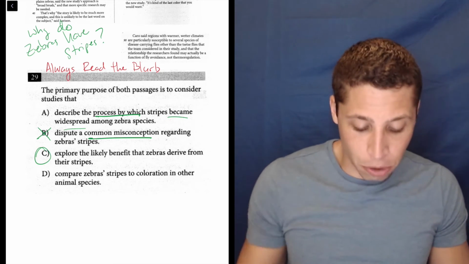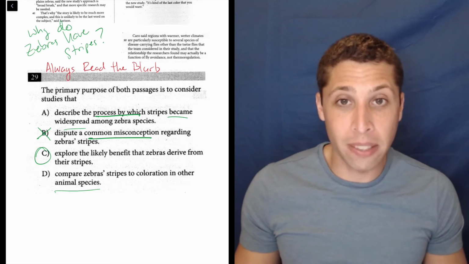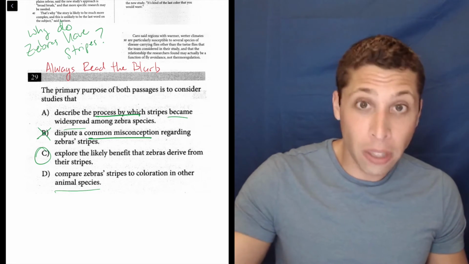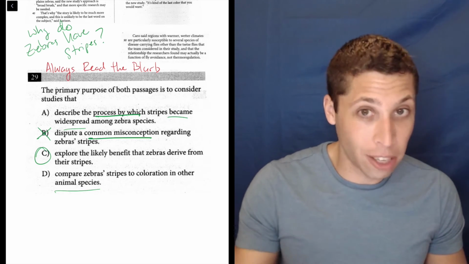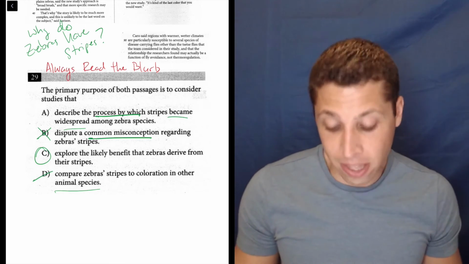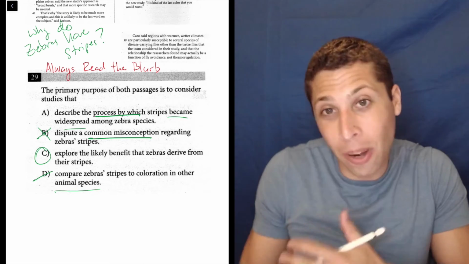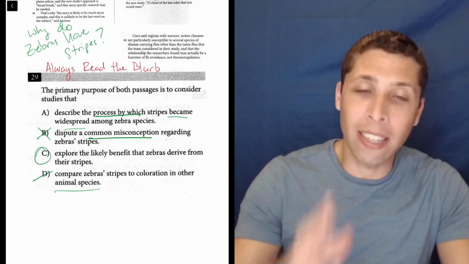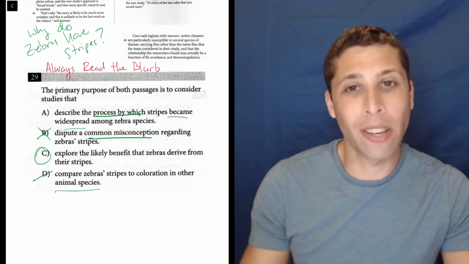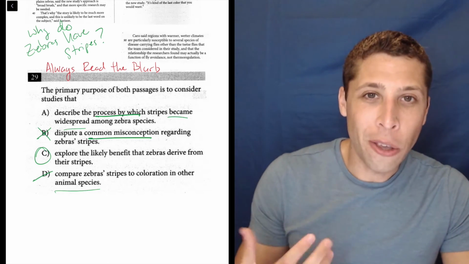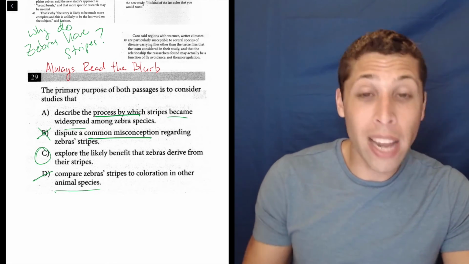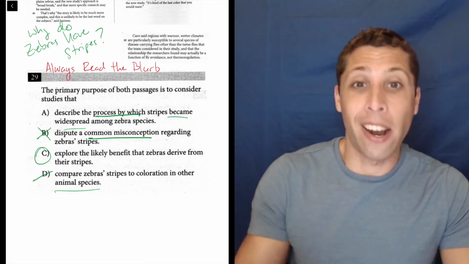D, compare zebra stripes to coloration in other animal species. Well, our summary from the blurb doesn't mention other animals. It only mentions zebras. So that's not a good sign. And so that's why C is best. So I get why someone might be drawn to A, but it's a clear example of you overthinking the question and trying to prove your gut right instead of just going with what's there.